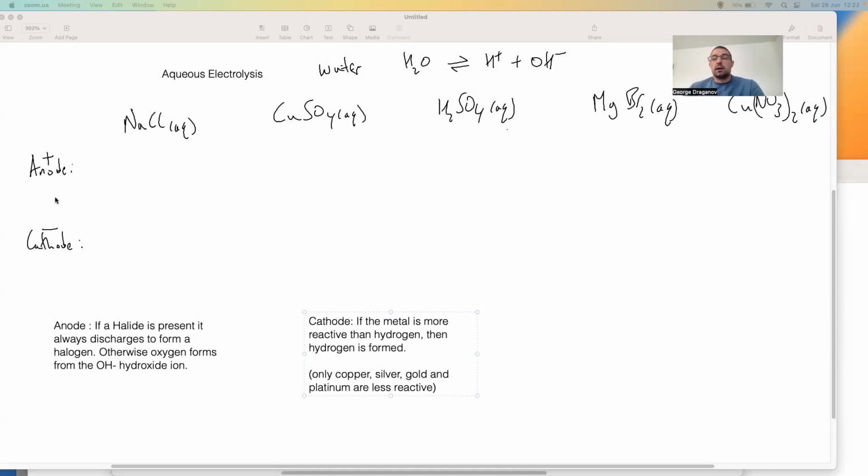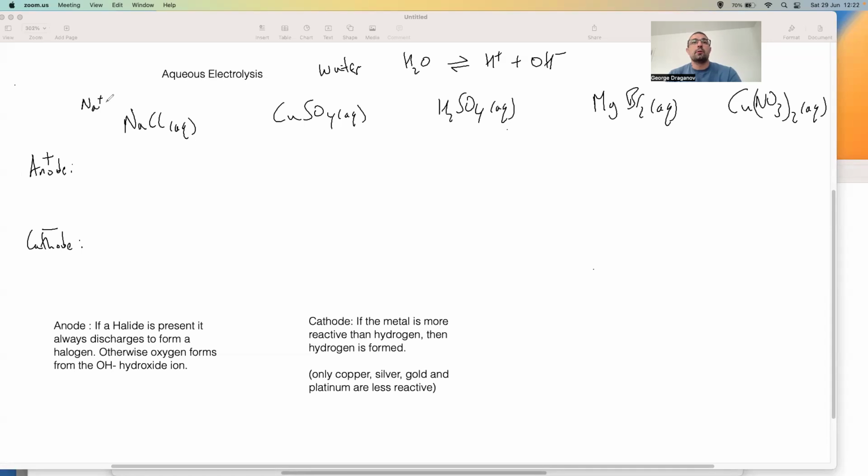Now, let's have a look at what we have in stock for you. First one, sodium chloride. It's very important that you write out all the ions present before you start. So the NaCl will result in Na plus and it will result in Cl minus. The water will result in H plus and OH minus. You will need to select which of those is going to go where and which one will be preferred. If we start with anode, we have 2 negatives that are going to compete against each other. However, the rule is that if a halide is present, it always forms, so Cl minus will go here at the expense of the hydroxide.